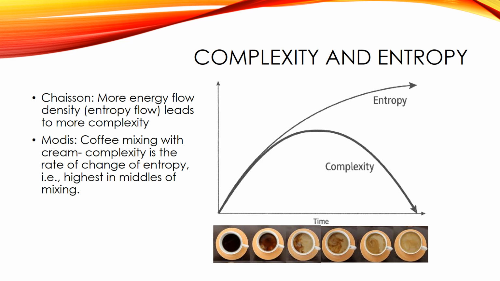Modis also took the coffee mixing analogy with cream, shown in the diagram below, where you have black coffee on the left and coffee mixed with cream on the right. The entropy increases as you go from an ordered state of two different things to one where they're well mixed. However, the complexity is more important in the middle, where there are interesting structures to look at. So you can see that the complexity is related to the rate of change of the entropy.